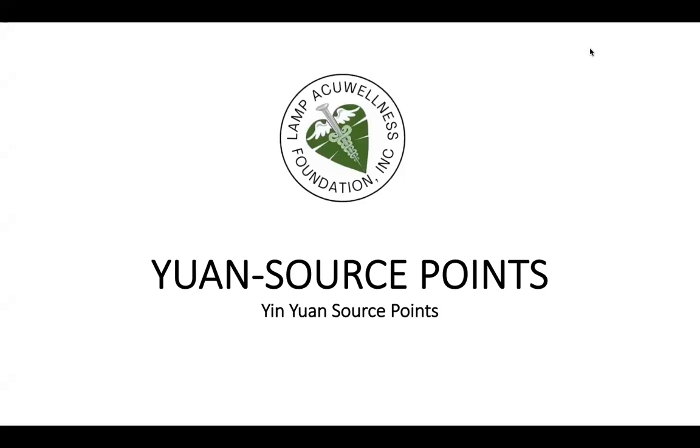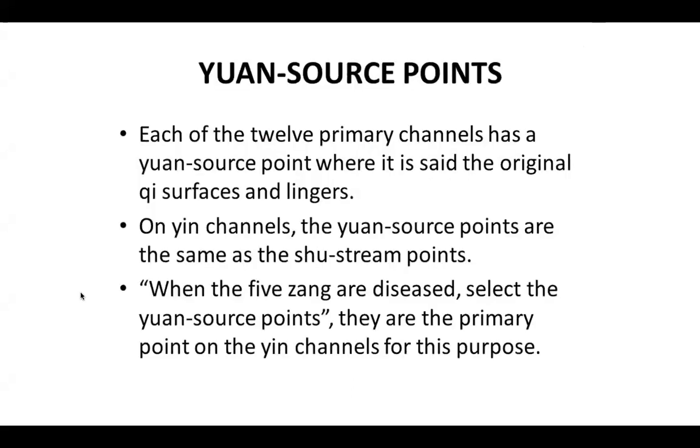Now let's talk about the yin Yuan source points. Each of the 12 primary channels has a Yuan source point where it is said the original qi surfaces and lingers. On yin channels, the Yuan source points are the same as the Shu stream points. When the 5 Zang are diseased, select the Yuan source points. They are the primary point on the yin channels for this purpose.